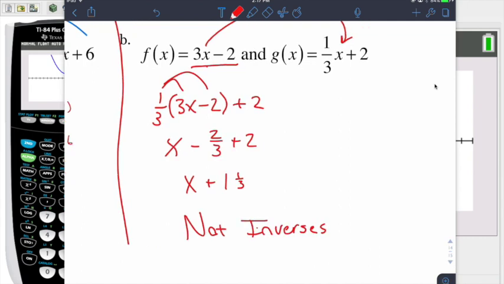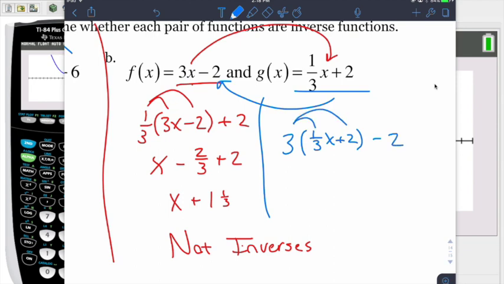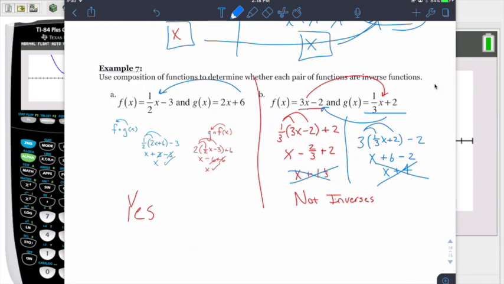And if you want to show the work for the other way, if we plug in 1/3 x plus 2 into the other function, let's see what that would look like. So we'll go 3, and then 1/3 x plus 2, and then minus 2 right there. So if we do that, that gives us x plus 6 minus 2, which comes out to x plus 4, and obviously that one doesn't work out either, so these are not inverses of each other. Usually, though, if you can show that one way doesn't work, I would stop there.